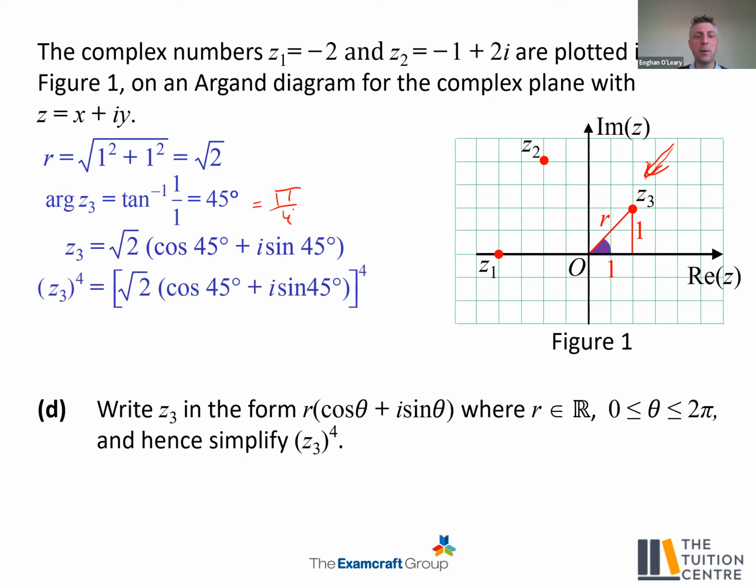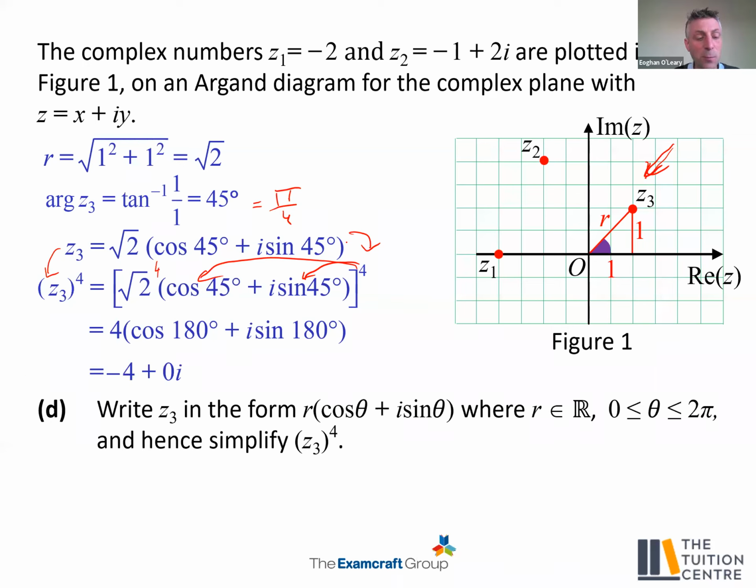So now z3 to the power of 4: we have the whole of the right-hand side raised to the power of 4, because the left-hand side got raised to the power of 4. We now apply De Moivre's theorem. So the modulus gets raised to the power, so you end up with root 2 to the power of 4. And the arguments get multiplied by the power, so you get 4 times 45, which is 180. So you get 4 cos 180 plus 4i sine of 180.